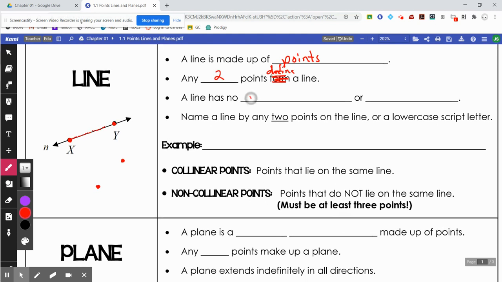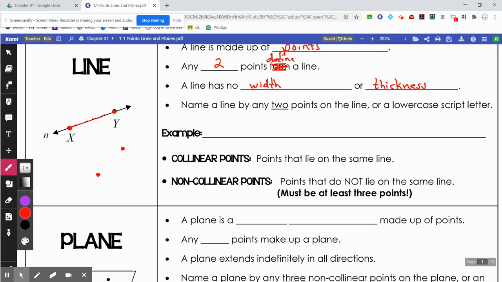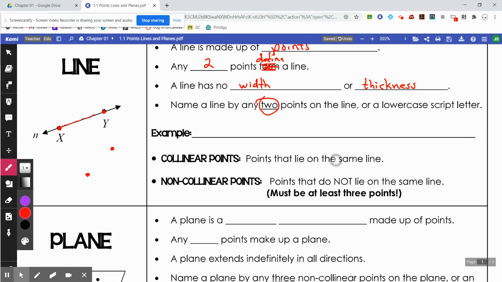A line has no width or thickness. It's a lot like a point in that respect. How wide is this line? How tall is it? It has no width. It has no thickness. You name a line by any 2 points, and remember that 2 points define that line. So you can take any 2 points on that line, or you can use a lowercase script letter.